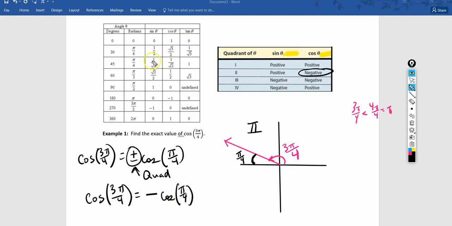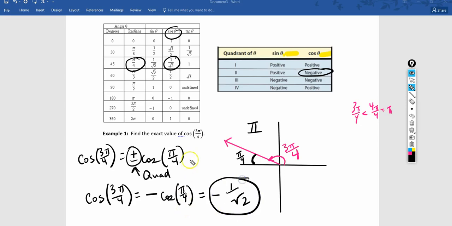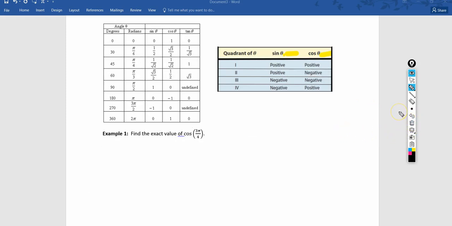And cosine of pi over 4 is one of our common angles. And so this will be the negative of 1 over square root of 2. And so this is my answer. This is the exact value of cosine of 3 pi over 4. Okay. All right, so let's go on to the next one.